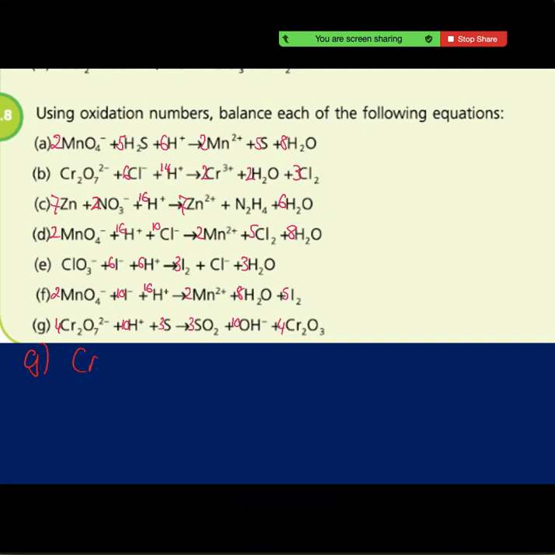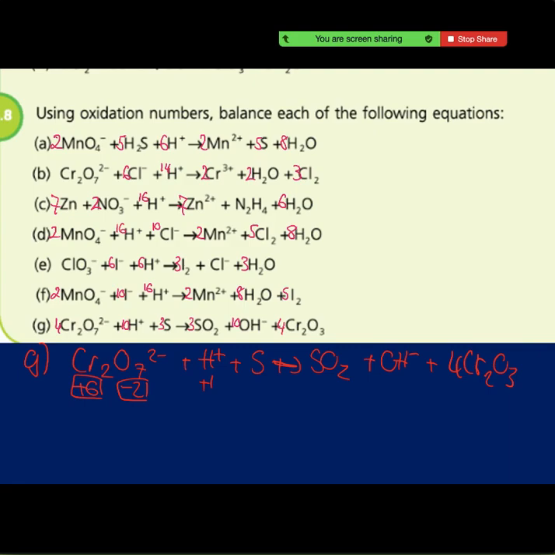So we have Cr2O7 2 minus plus H plus plus S goes to SO2 plus OH minus plus 4Cr2O3. So over here this is minus 2, 7 of them, negative 14, 2 left over, negative 12. This is positive 12 on this side, it makes this positive 6.